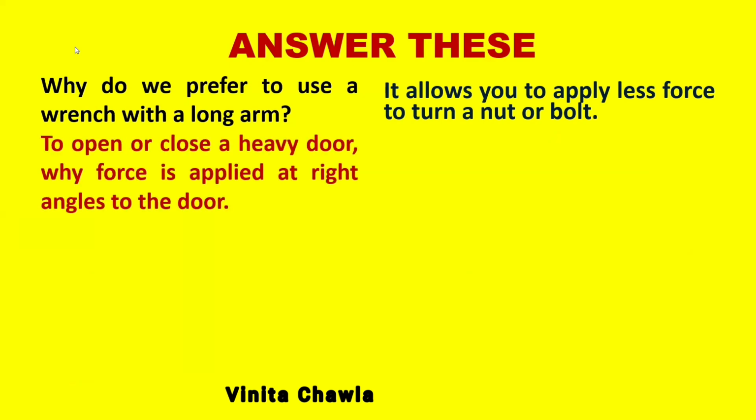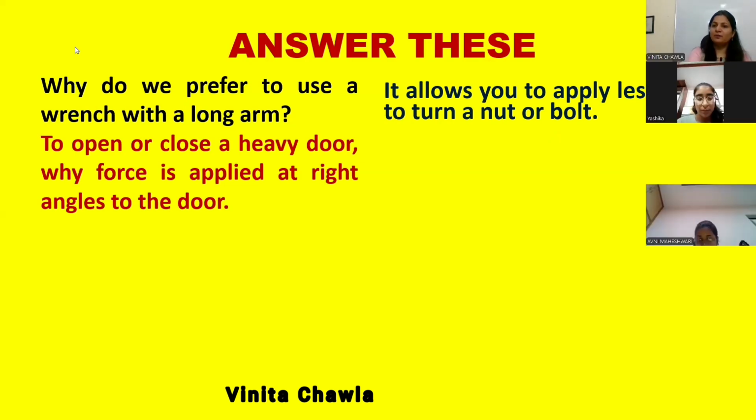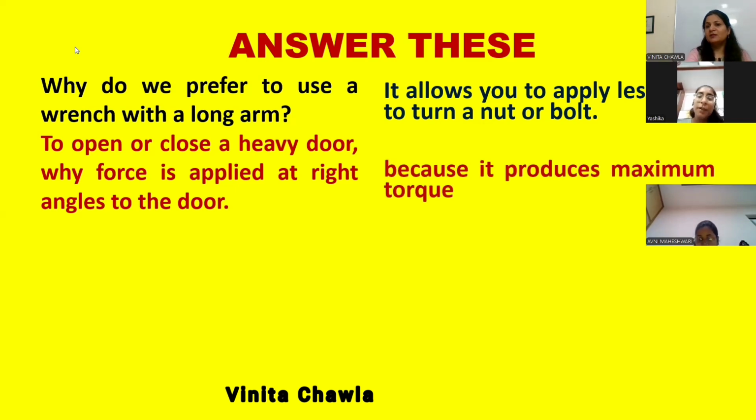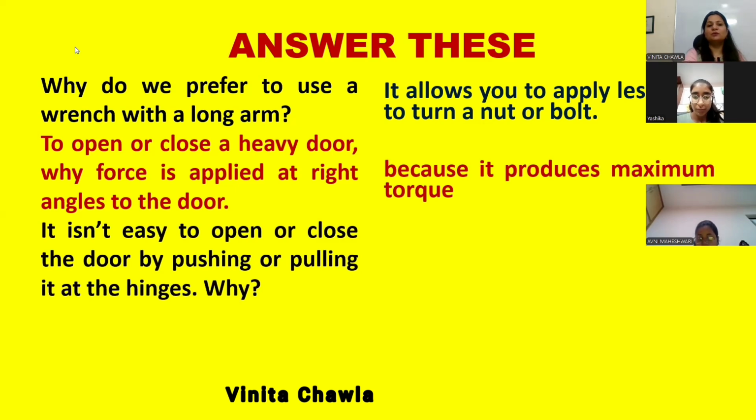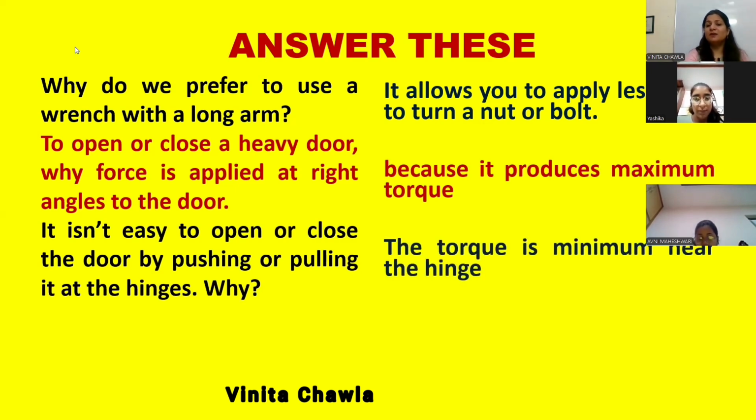Next question is, to open or close a heavy door, why is force applied at right angles to the door? Why do we apply force at right angles? Because it produces maximum torque. Next question is, it's not easy to open or close the door by pushing or pulling it at the hinges. Why? Because the perpendicular distance is 0. Yes, because R is 0 and torque is minimum at the hinge.